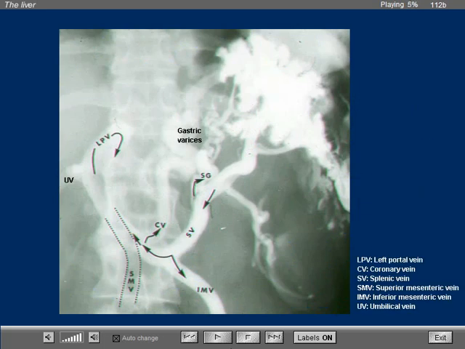In this portographic examination, we see both the anterior and the posterior collaterals well demonstrated. Note the reflux into the inferior mesenteric vein. That explains the high incidence of hemorrhoids when this happens. Note also the large coronary vein that fills the gastric varices. And note that we see a filling of the proximal part of the umbilical vein that connects with the left branch of the portal vein.